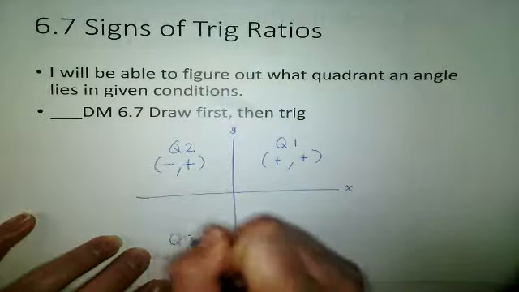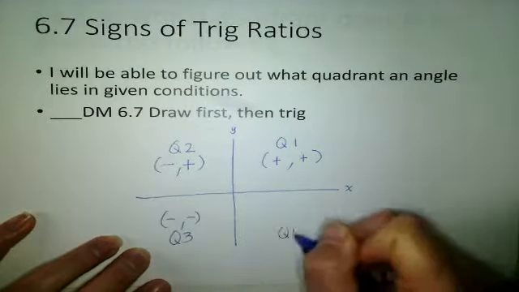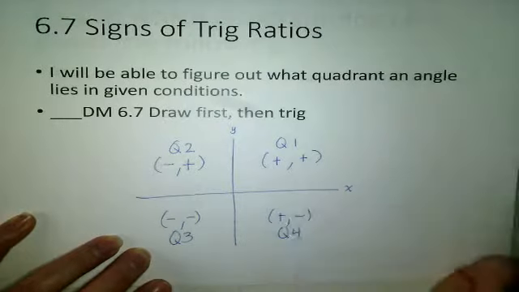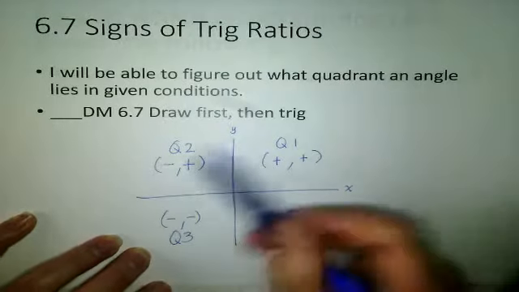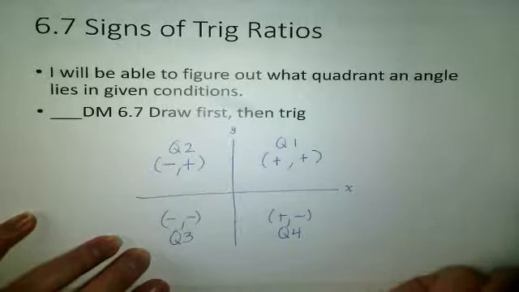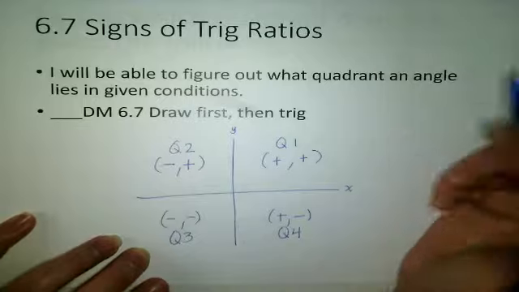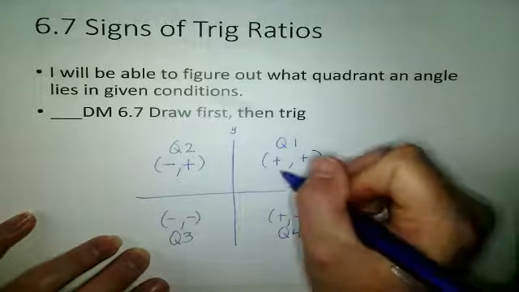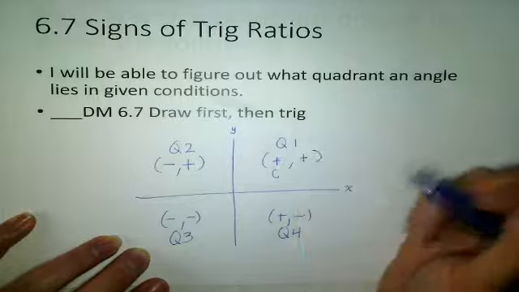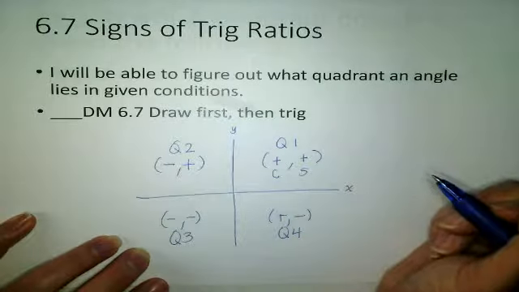Down here in quadrant 3, we know the signs are negative, negative. And in quadrant 4, positive x values, negative y values. So because the unit circle is really based on all these coordinates in the coordinate plane, we also know that the cosine ratio is the same as the x coordinate, and the sine ratio is the same as the y coordinate.